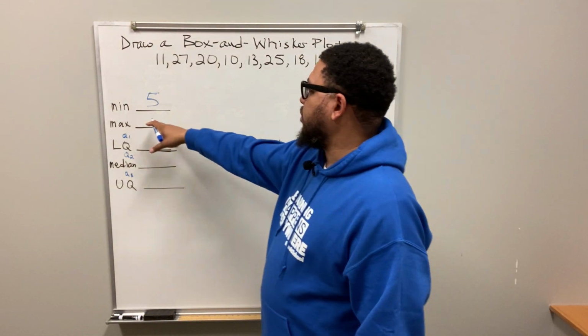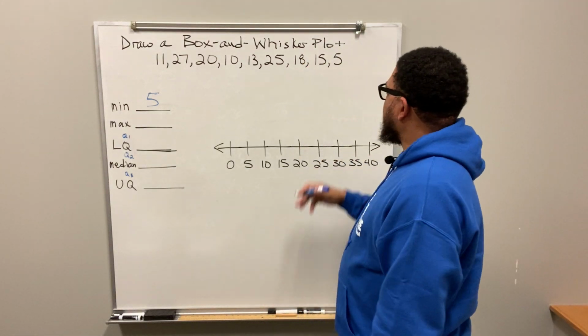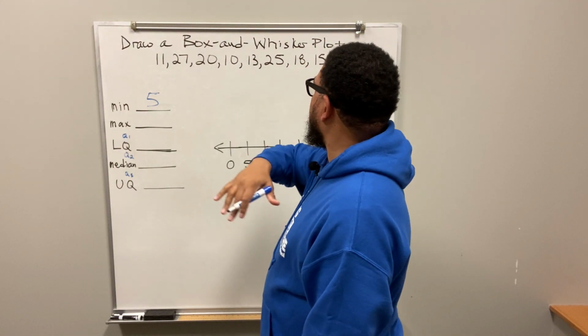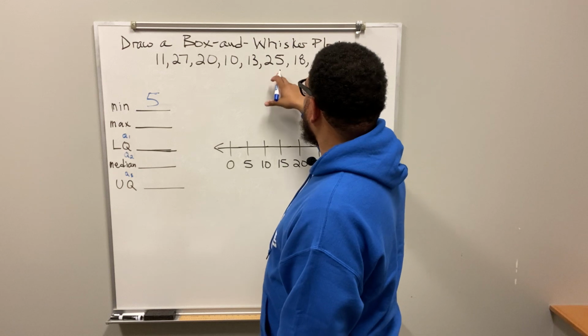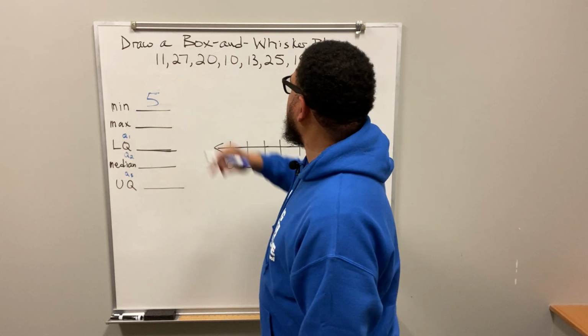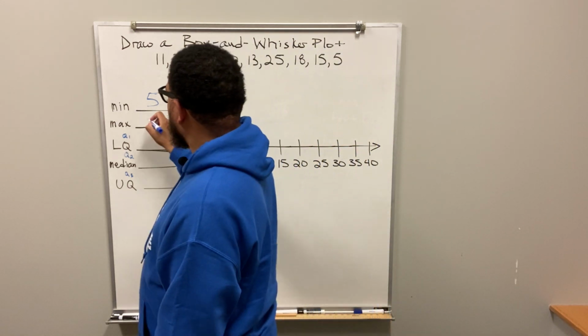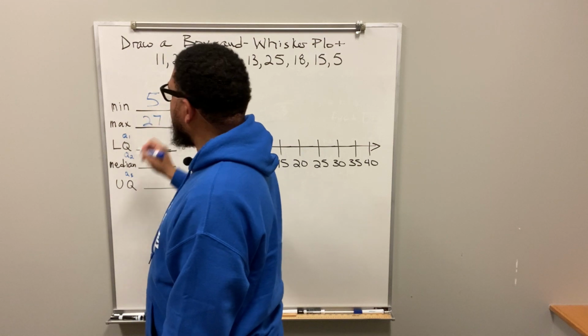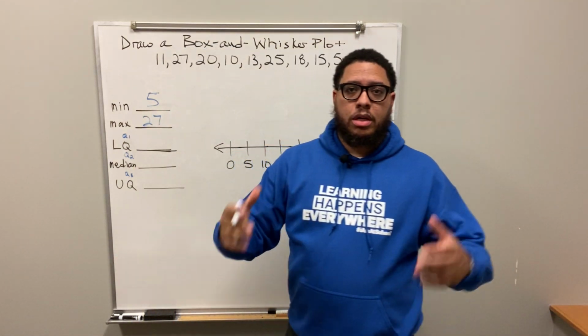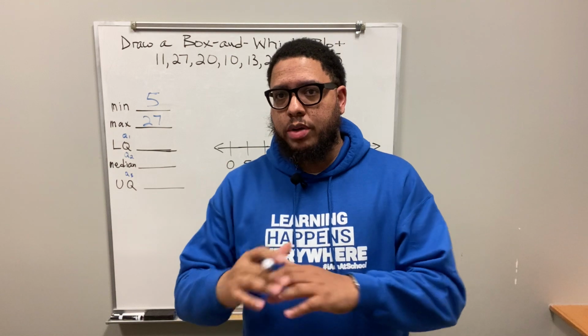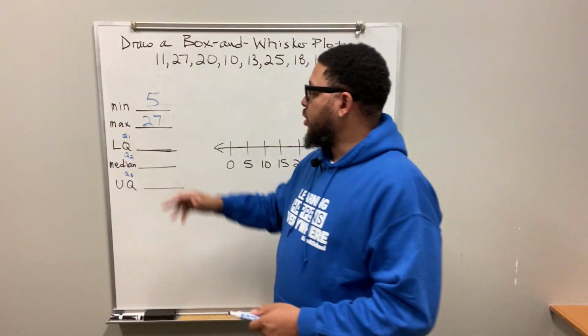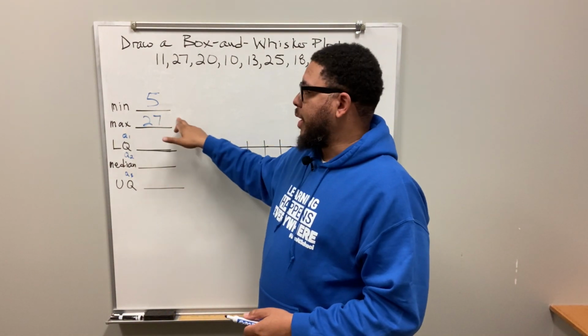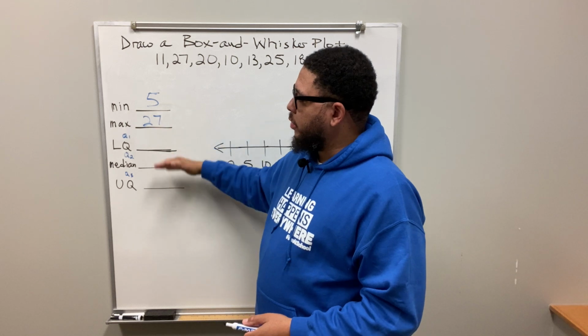Now my maximum. I look through all the numbers and I want to find the biggest number. So I think, okay, it's not 25, it's 27. 27 is my max. Now you're going to do every problem like this. Every time you're trying to draw a box and whisker plot, you find your minimum, you find your maximum, and then we get to the work.